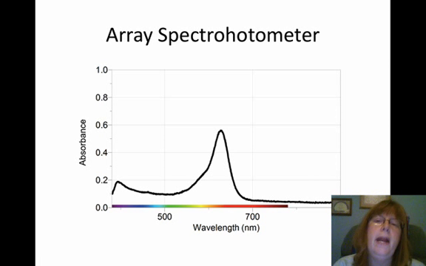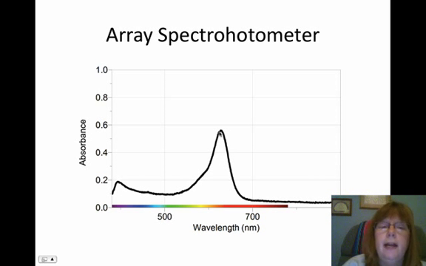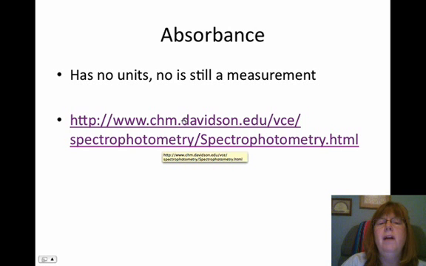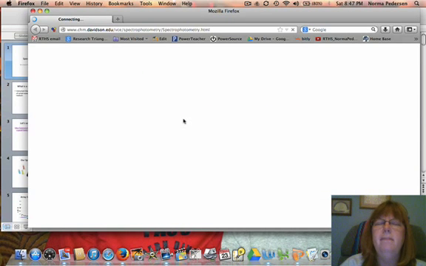It's called an array spectrophotometer because it will measure wavelengths from, I think it's about 360 nanometers up to about 900 nanometers. And it will send all those different wavelengths of light and record the absorbance of light at all of those different wavelengths and then give us a graph that looks like this. Absorbance has no units, but it's still a measurement. And so I wanted to just show you another little animation of absorbance in case you missed it in the last one.